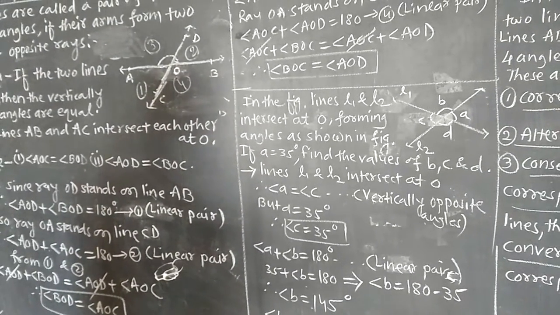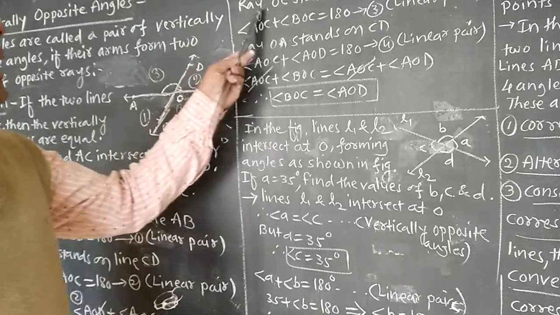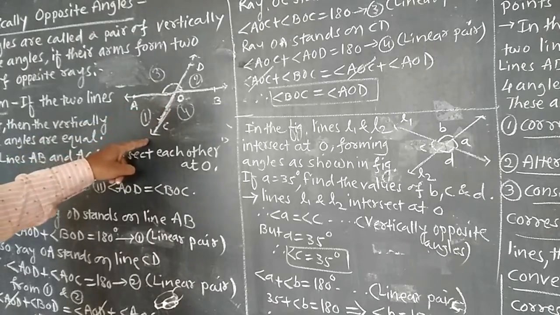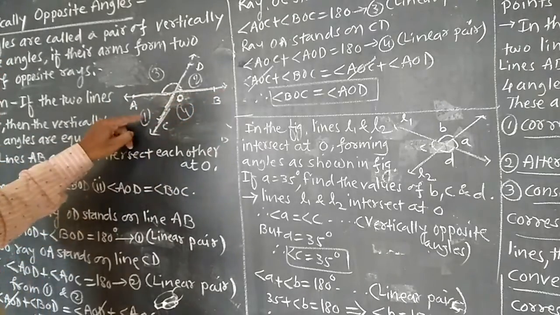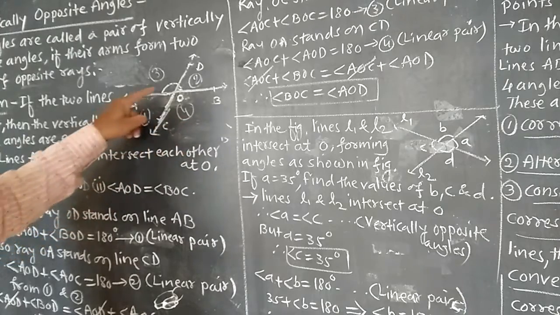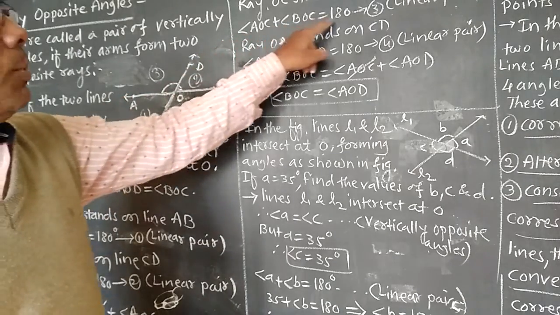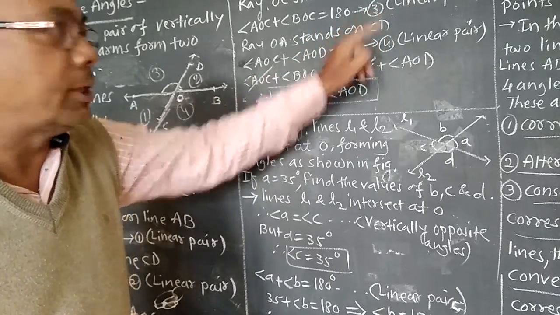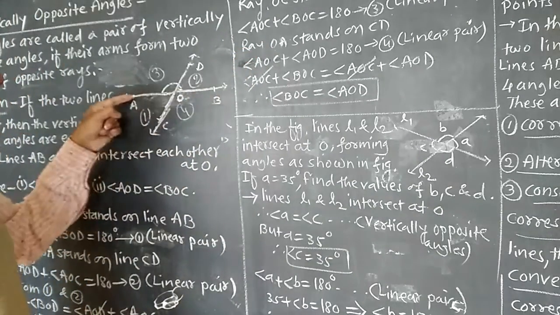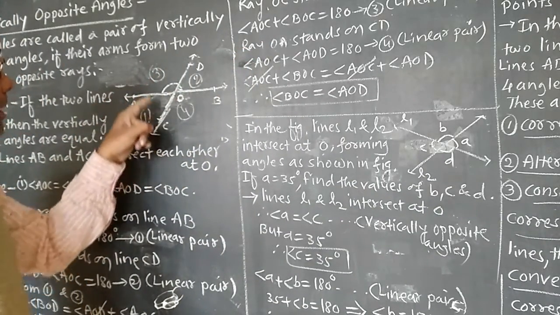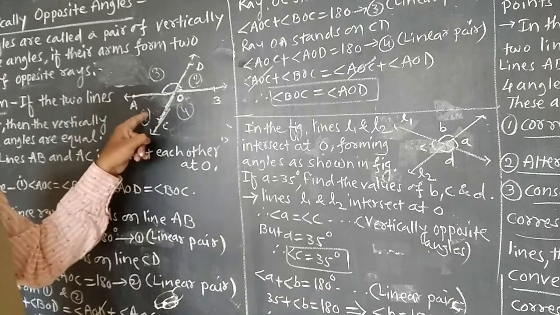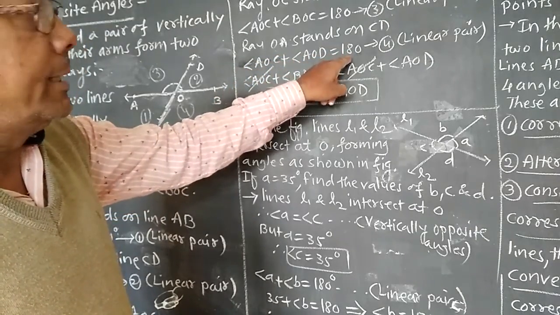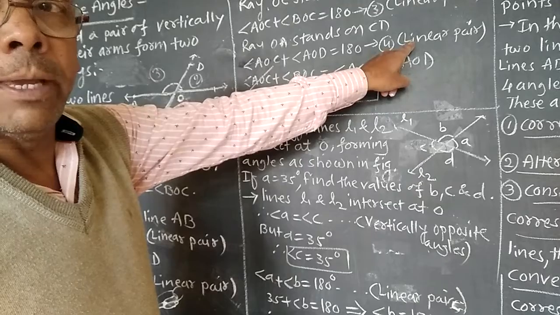Now for the second, we have to see that ray OC stands on AB. It is seen that ray OC stands on line AB, and due to this angle 1 and angle 4, that is angle AOC and angle BOC, are equal to 180 degrees, linear pair of angles. Equation number 3. Ray OA stands on CD, and due to this, angles 3 and 1 are a linear pair. So angle AOC plus angle AOD is equal to 180 degrees. Equation number 4, linear pair of angles.